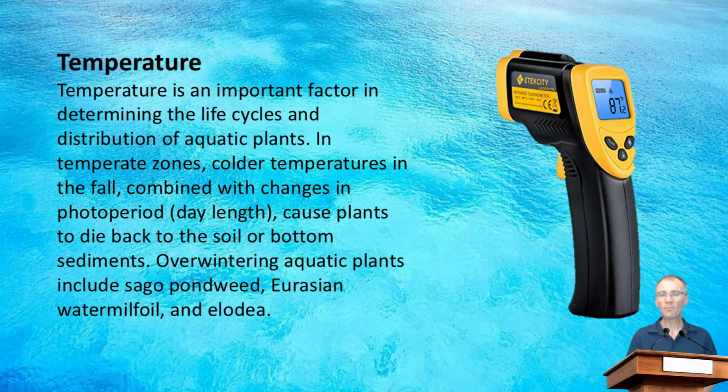Temperature. Temperature is an important factor in determining the life cycles and distribution of aquatic plants. In temperate zones, colder temperatures in the fall, combined with changes in photoperiod, day length, cause plants to die back to the soil or bottom sediments. Overwintering aquatic plants include sago pondweed, Eurasian milfoil, and Elodea.